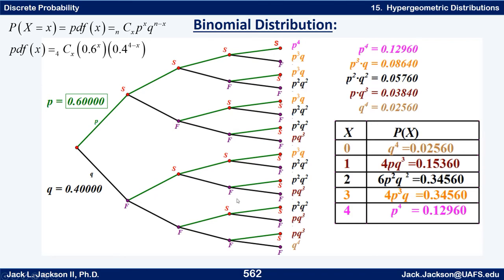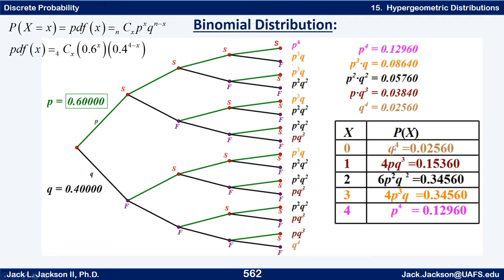And here's the binomial distribution. We already know the formula. For the PDF of X, or the probability that X equals some little x, is N choose X, P to the X, Q to the N minus X. So in our particular case, the PDF of X is 4 choose X, times 0.6 to the X times 0.4 to the 4 minus X. So for example, when X is 0, we get 0.6 to the 0, which is 1. We get 0.4 to the 4th, which is just Q to the 4th.